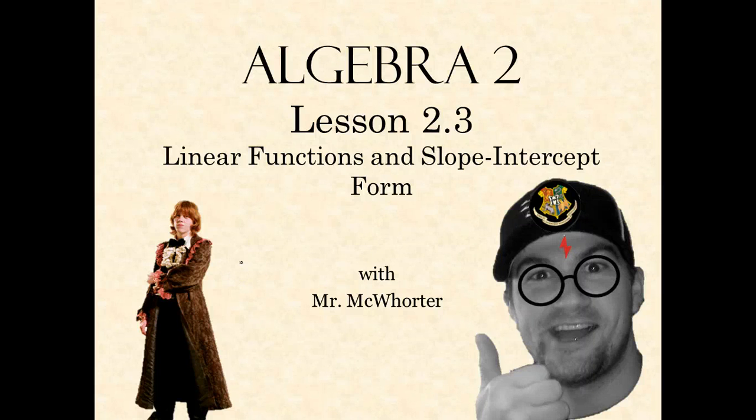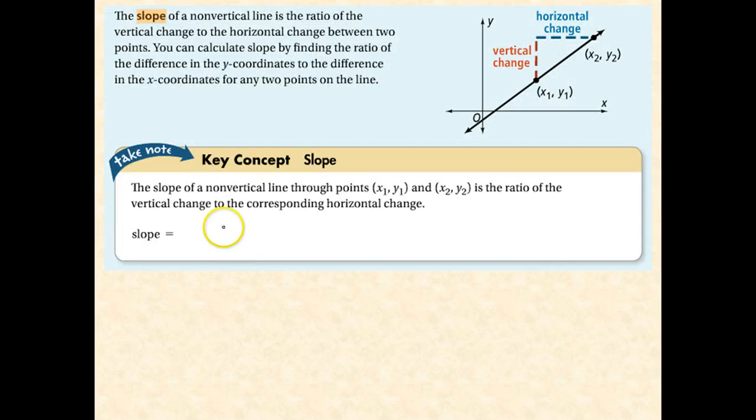Let's talk about linear functions, slope-intercept form. So, the slope of a non-vertical line is a number that talks about how steep this line is. It's the horizontal change and the vertical change put into a number, and it's the vertical change over the horizontal change. So, slope is vertical change, or the rise, over the horizontal change, or the run.